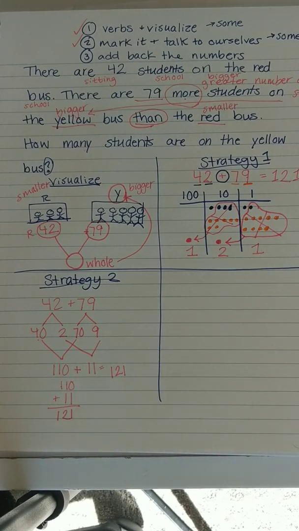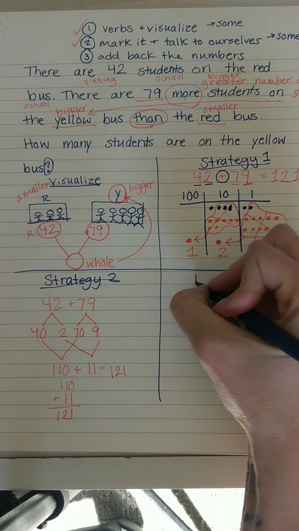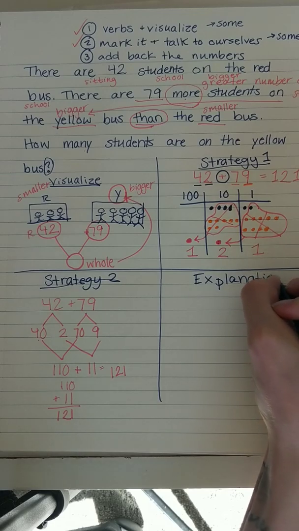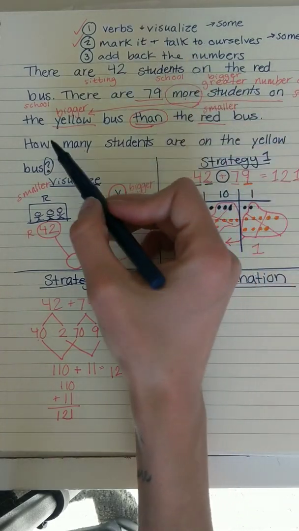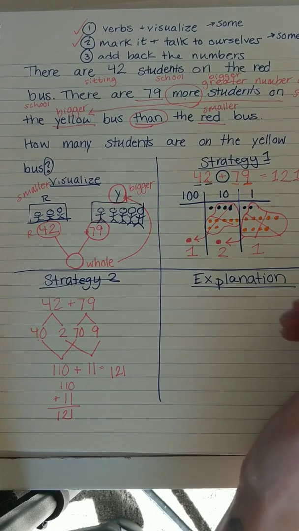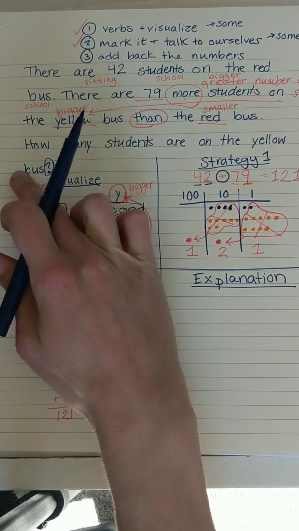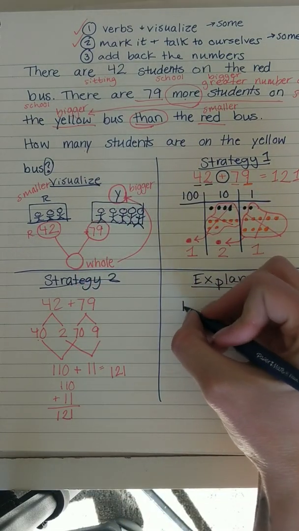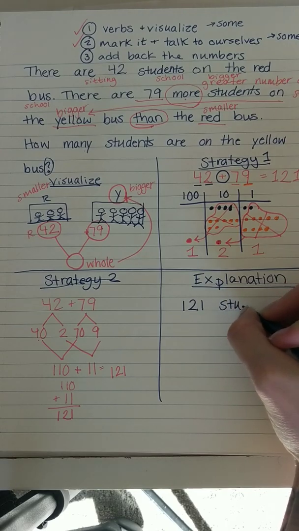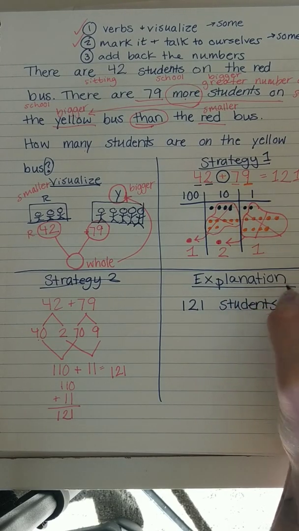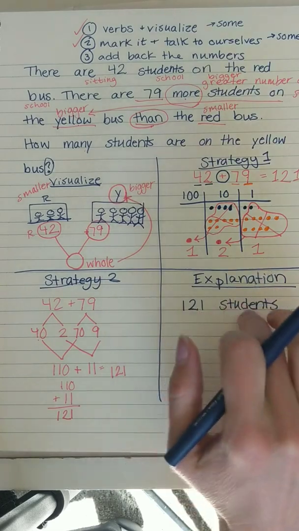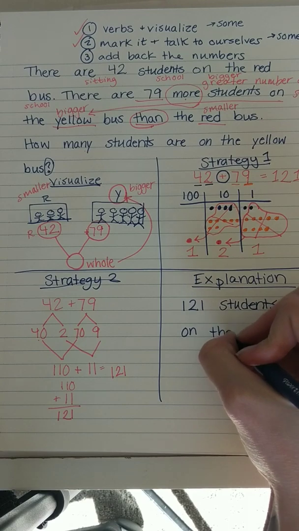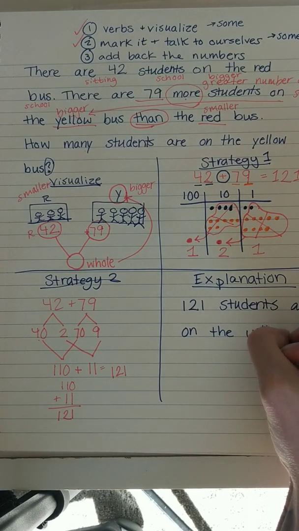So now all that's left is to explain what I did. So that is box number 4, my explanation. In my explanation, I make sure to use part of the question to write my answer sentence first. So how many students are on the yellow bus? Students. How many? 121 students. I don't use the question word. I don't need to use how many. 121 students are on the yellow bus.